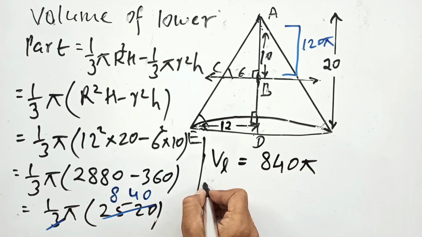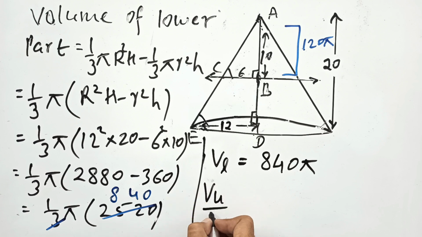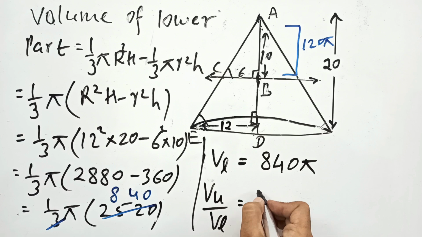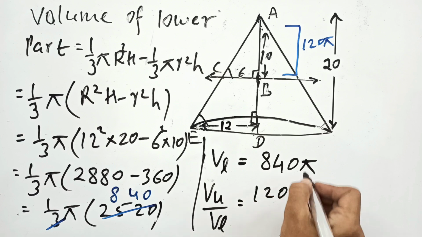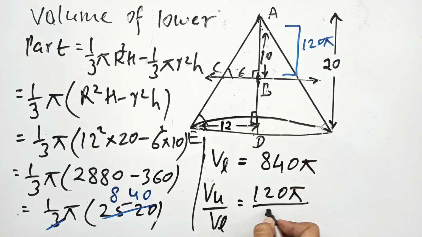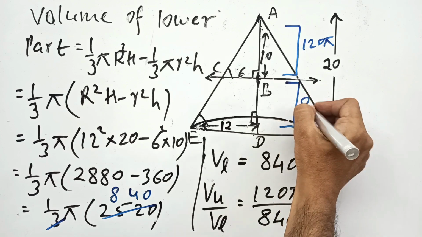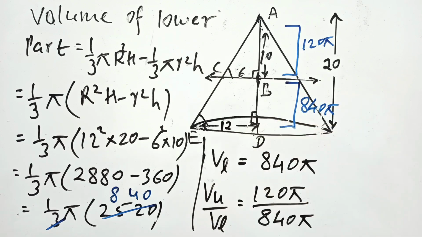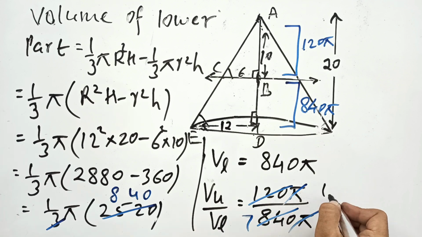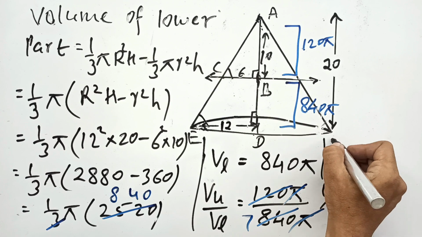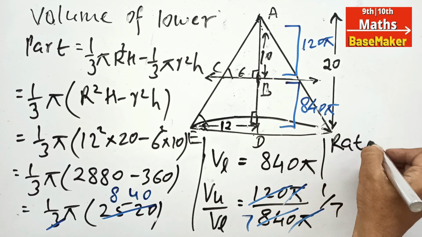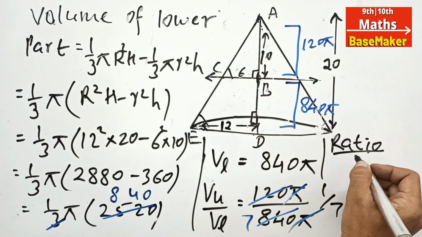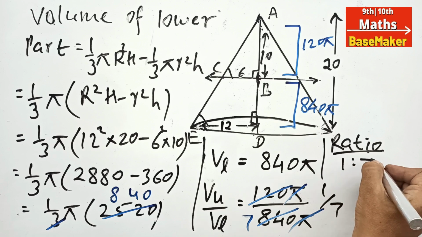So the ratio VU upon VL, meaning volume of the upper part to the lower part, is 120 pi and this is 840 pi. This pi cancels and this is coming 12 upon 84, which is 1 upon 7. Ratio of the upper part and lower part is 1:7.